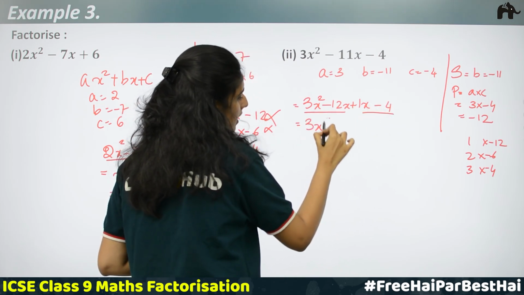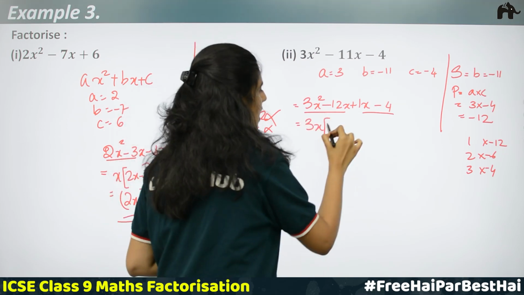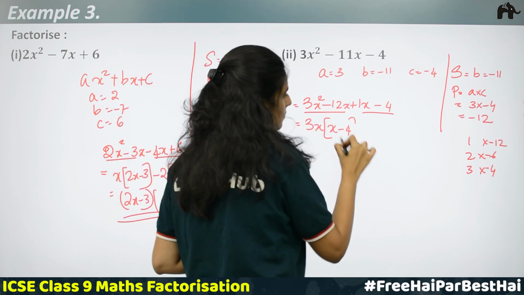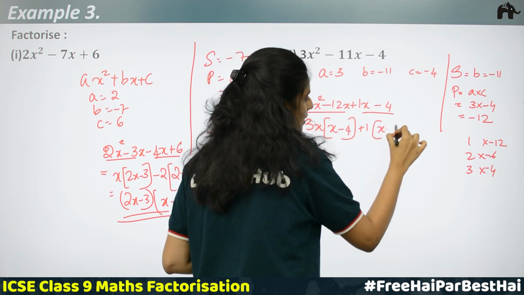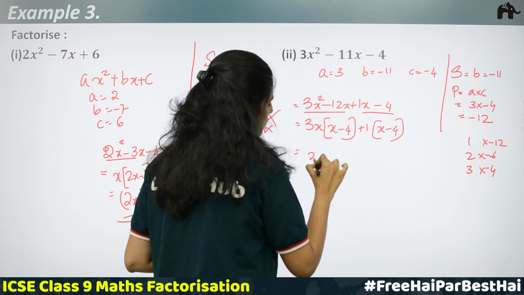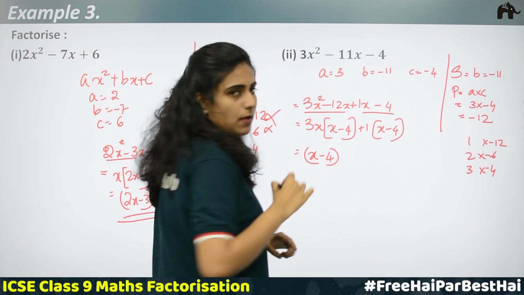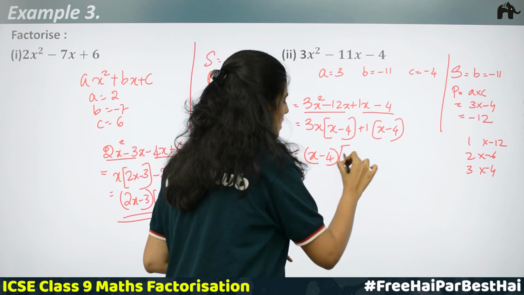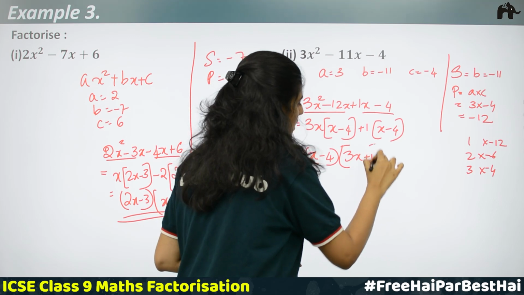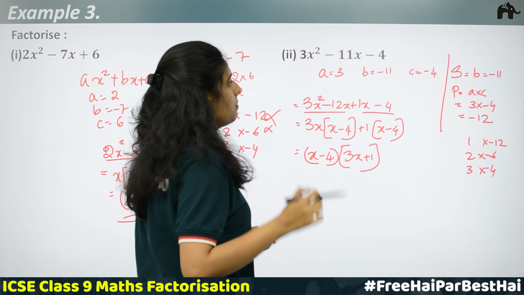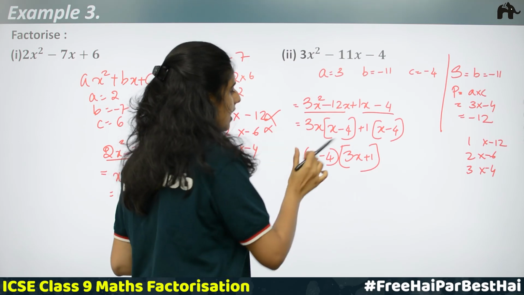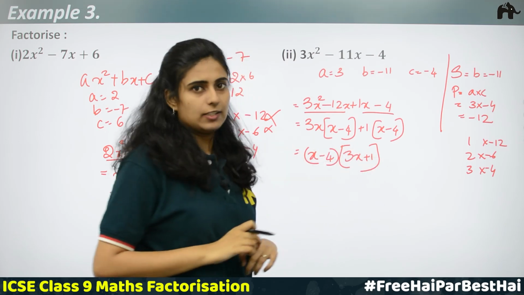3x is common, taking out 3x. Remaining, we have x minus 4. From here, you can only take 1 outside. Then again, you have x minus 4. So, x minus 4 is common to both the terms, taking out x minus 4. Remaining, 3x plus 1. So, the factorized form or the factors of 3x square minus 11x minus 4 are x minus 4 and 3x plus 1.